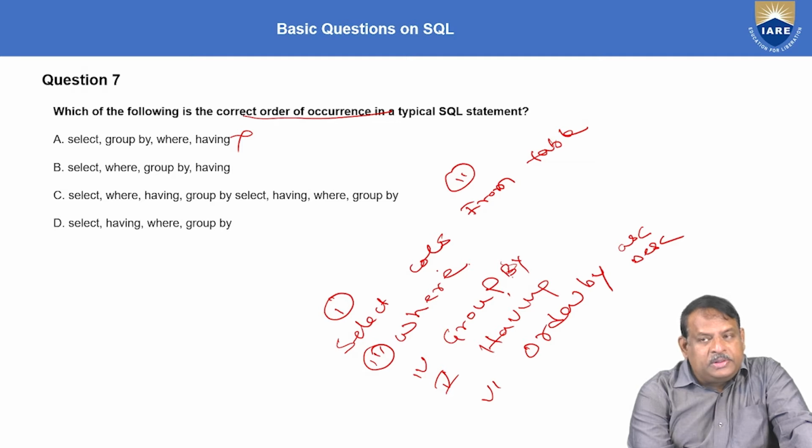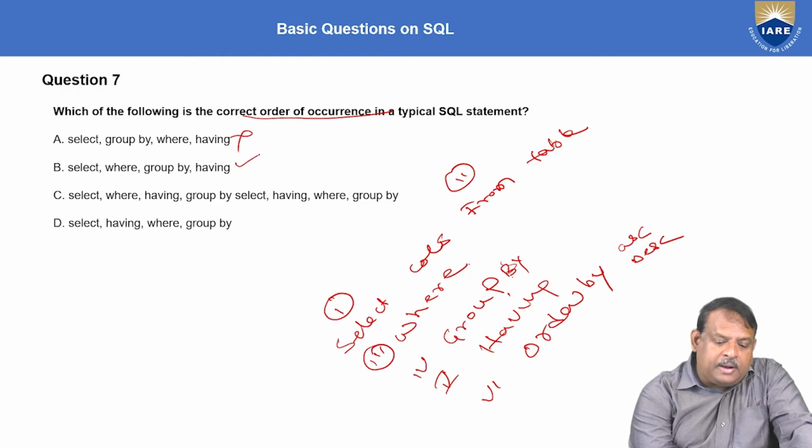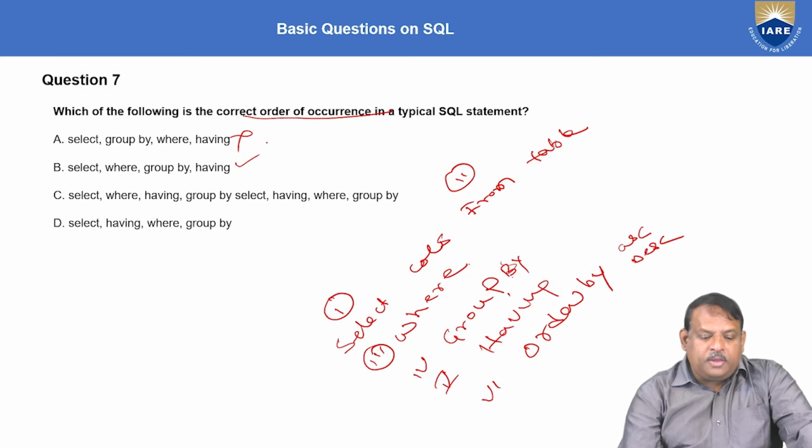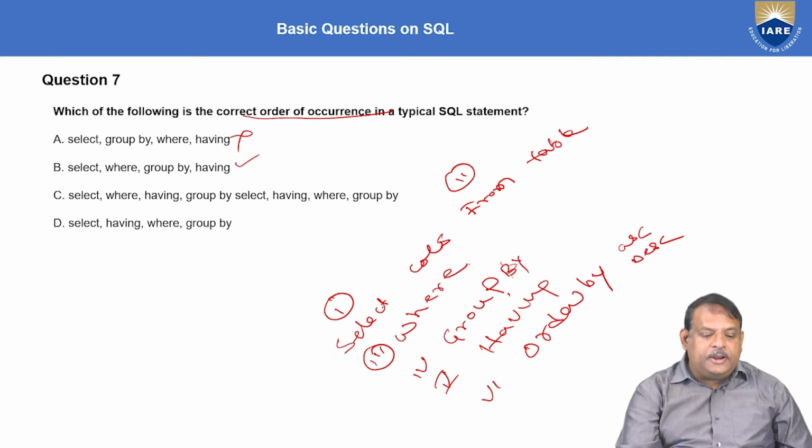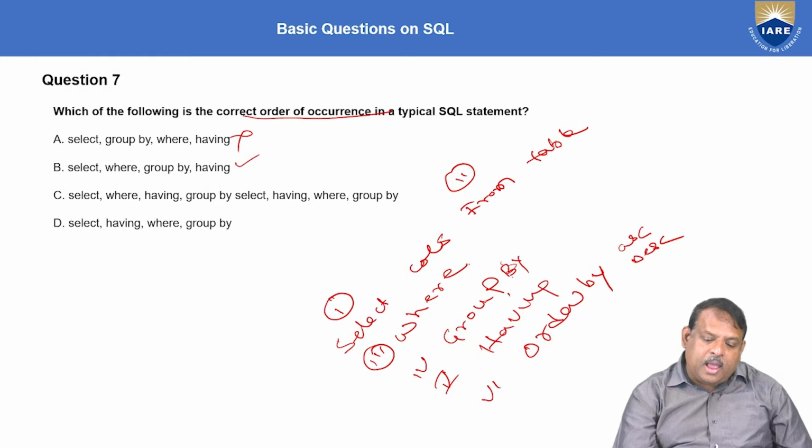Now we'll see the second option. Select correct, where correct, group by correct, having correct. So this is one of the likely answers because it is following this order. Select is there, where is there, group by is there, having is there.